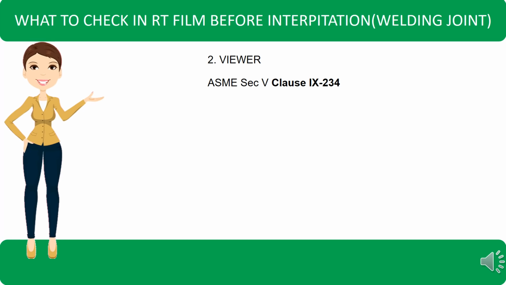The second factor is viewer. As per ASME Sec V Clause T-233, viewing facilities shall provide subdued background lighting of an intensity that will not cause reflections, shadows or glare on the monitor that interfere with the interpretation process. Note: at the time of interpretation, a transparent scale should be available to evaluate the size of the defect.